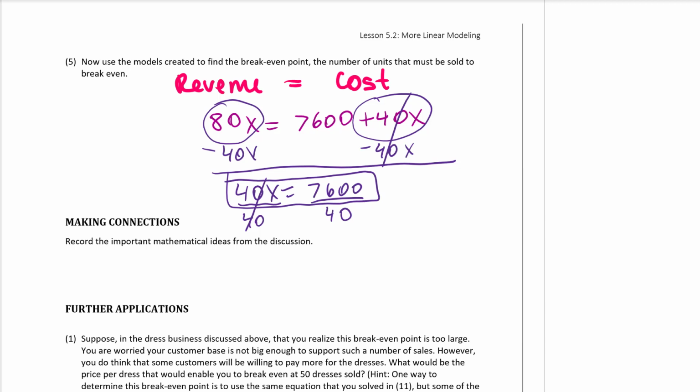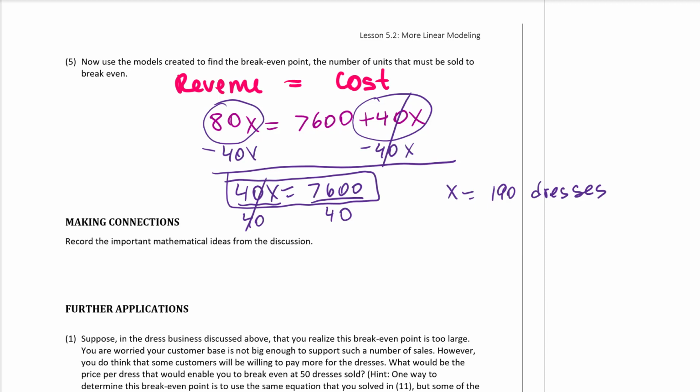So let's go ahead and divide. 190 dresses. And just be careful: if you sell less than 190, then you are in debt. You're going to have losses. But if you sell more than 190, every additional dress that you sell is going to give you $40 extra.